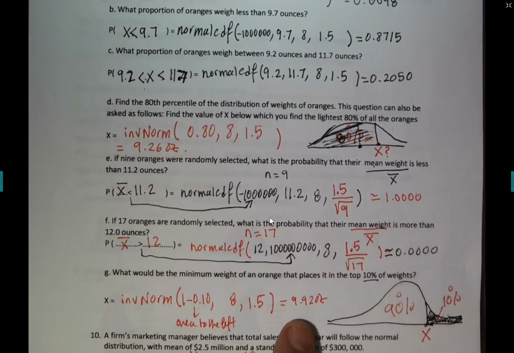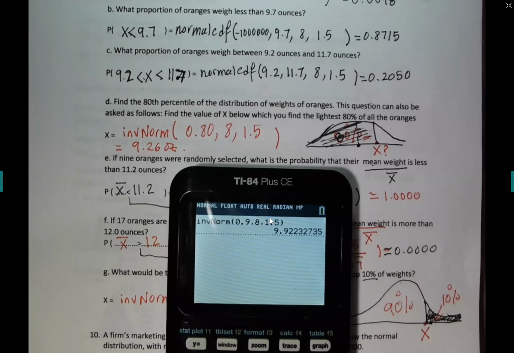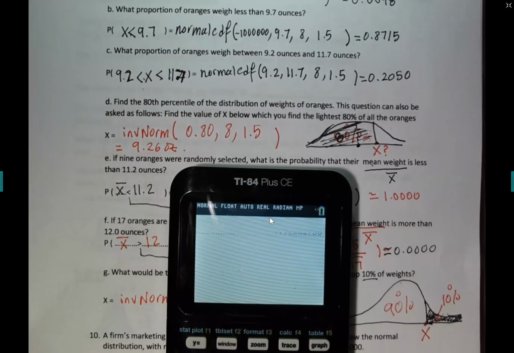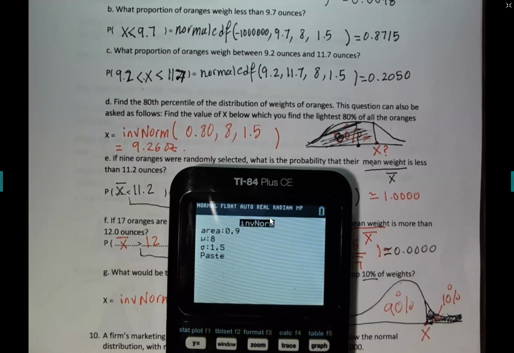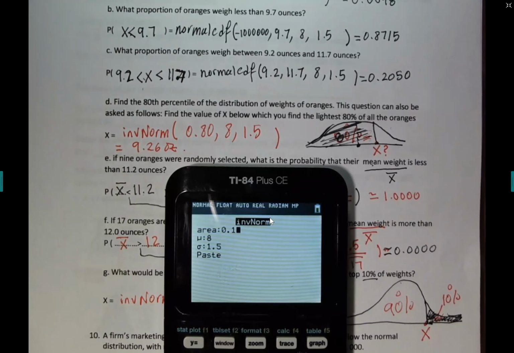Yeah, it's reasonable. The average is 8. That's more than 8. That's a top 10%. But let's say, guys, you mistakenly did not do 1 minus 0.1 and you got an answer. Let me show you that the answer should not make sense. Inverse norm, 0.1. Oops, sorry. 0.1. 6 ounces. How could an orange be a top 10% weight and its weight is below the mean?